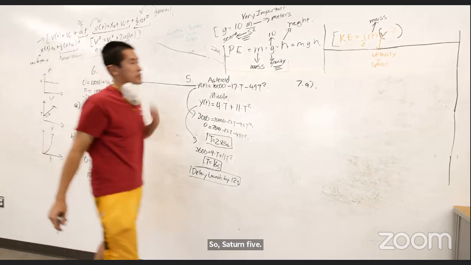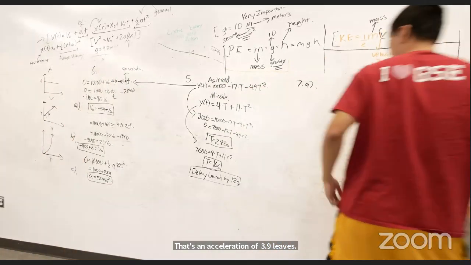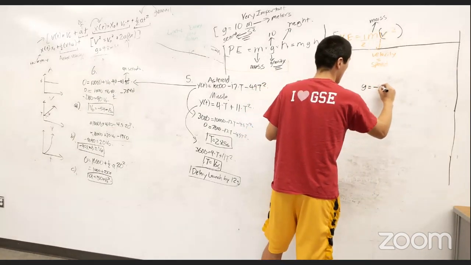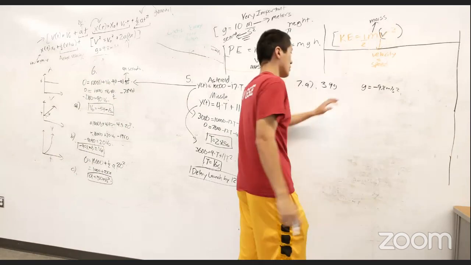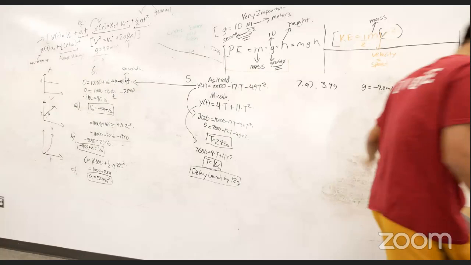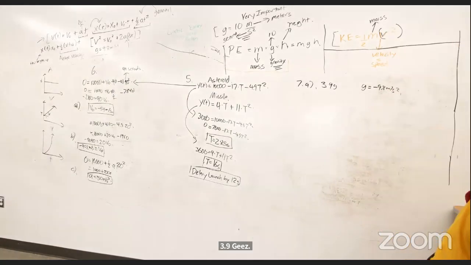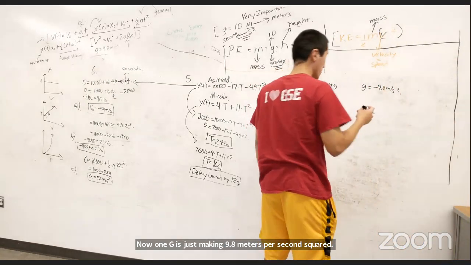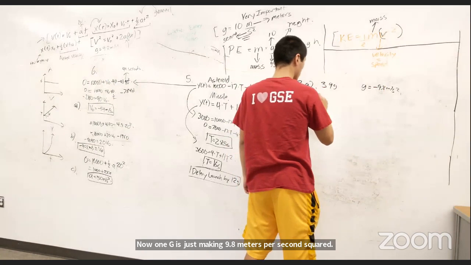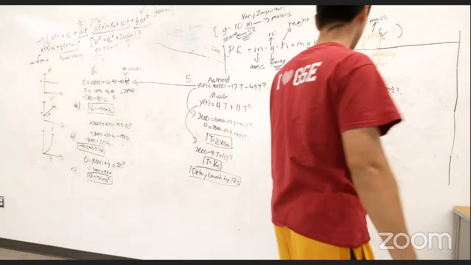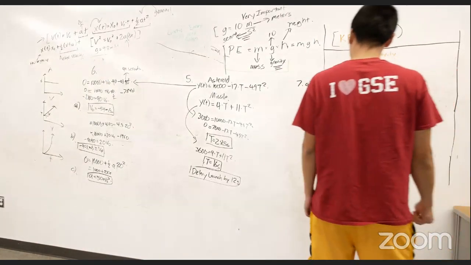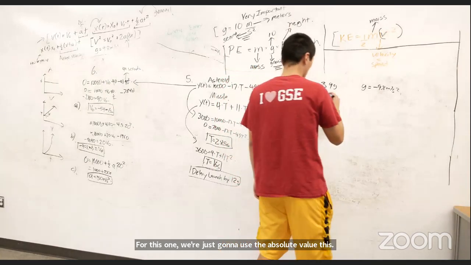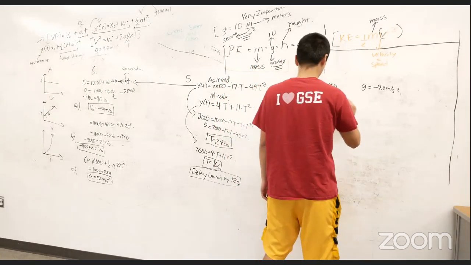Saturn V has an acceleration of 3.9 Gs. Now 1 G is just negative 9.8 meters per second squared. For this one, we're just going to use the absolute value of this. So 3.9 times this is, I'm just going to say something around 39 meters per second squared. Something like this.